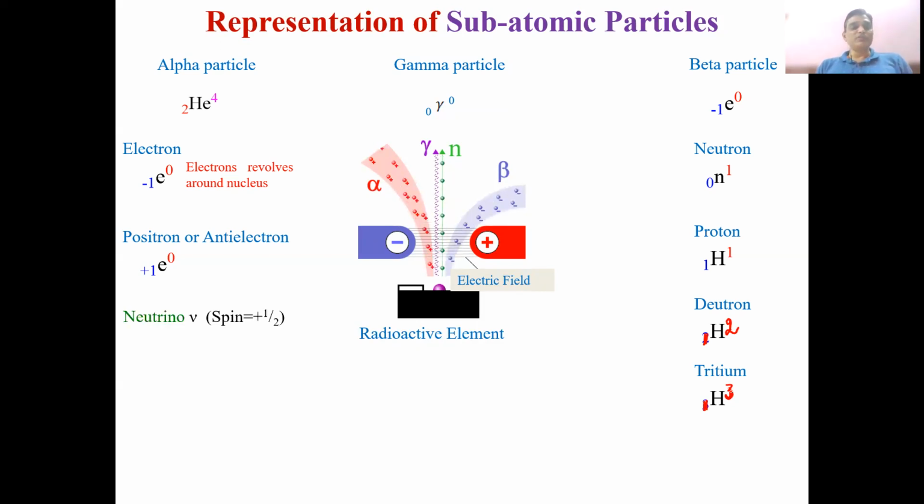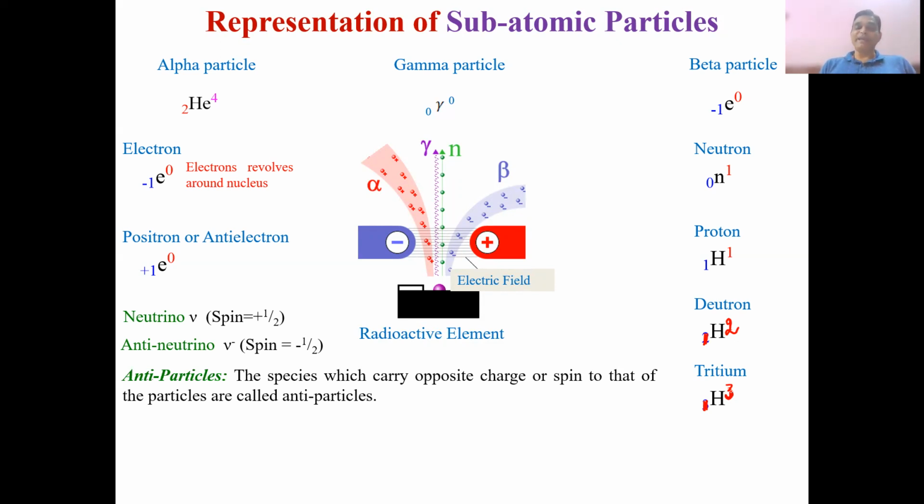Next one, neutrino. These are the subatomic particles which are present in the atom. Neutrino, represented by nu, whose spin is plus half, while the antiparticle of the neutrino is antineutrino, represented as nu bar, whose spin is minus 1/2. They differ in their spin.